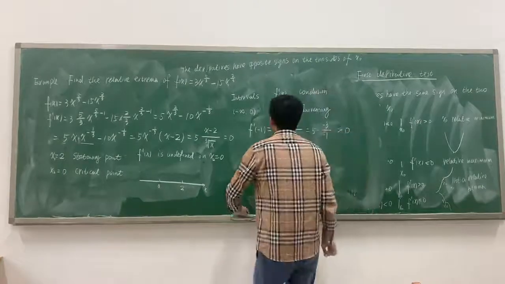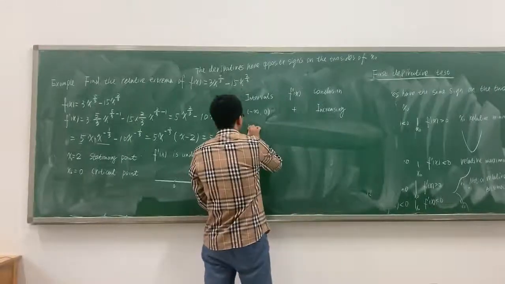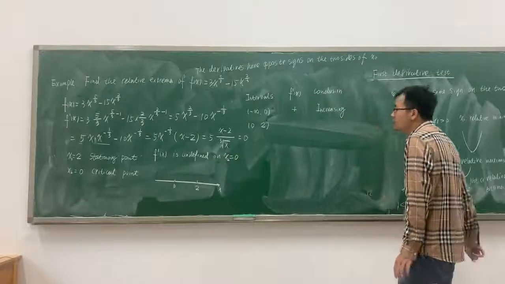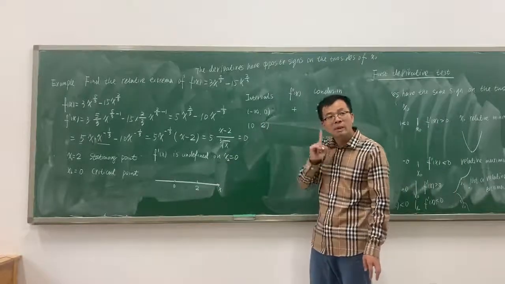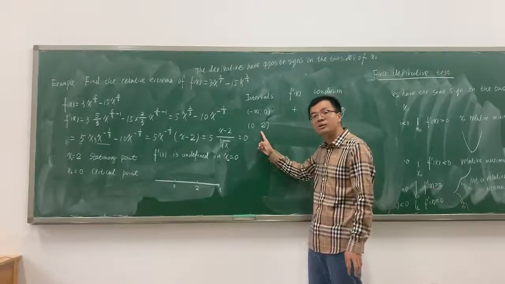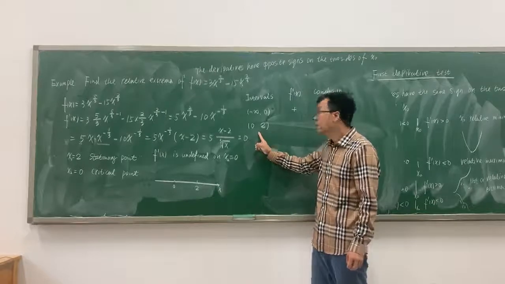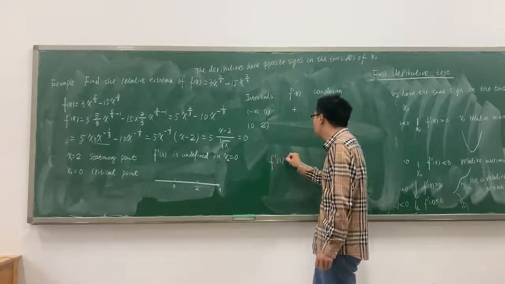Increasing. So here this is the first interval. The second interval from 0 to 2, in this interval, now we can see first the same. We choose a special value on this interval. For example, 1. 1 belongs to this interval. So now we compute f prime 1 equal to what?